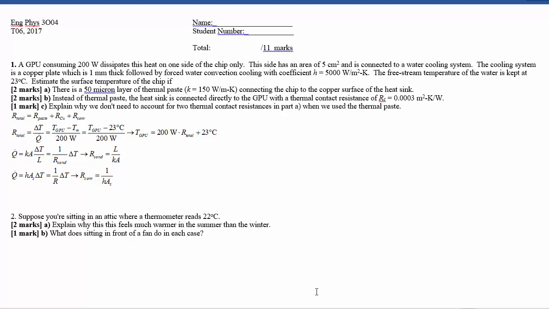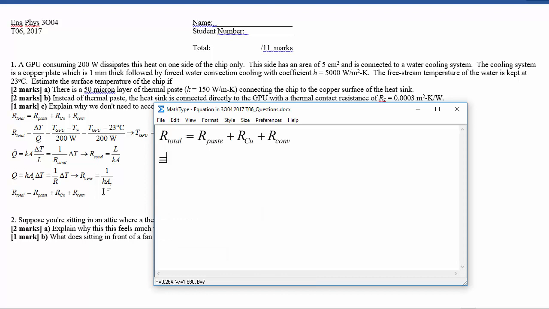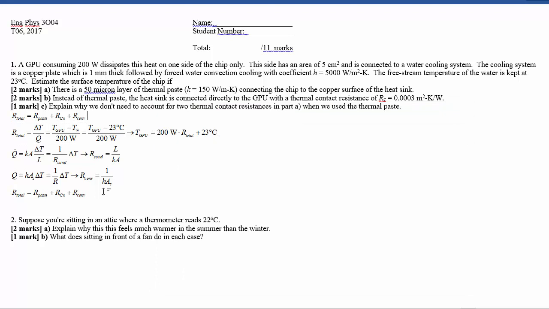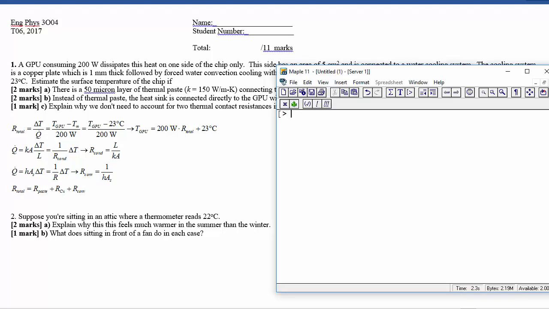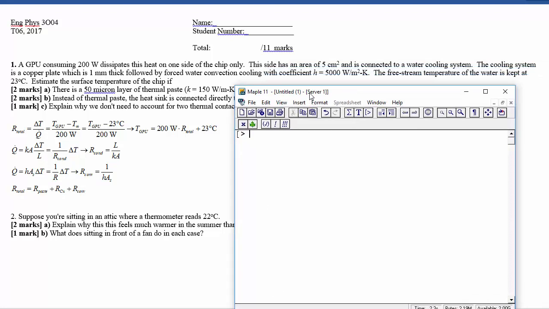So now that we've got that, we can jump right back to the particular problem that we're trying to solve here. We've got our background information. So the total resistance here would be the resistance of the paste plus the resistance through the copper plus the convection resistance. And now we can jump over to a calculator.